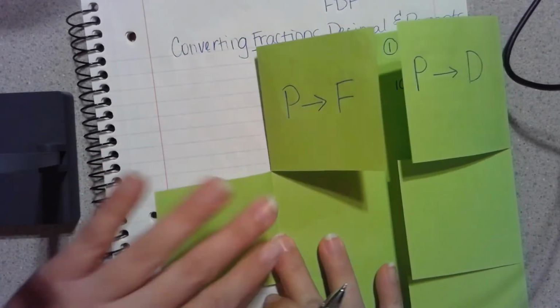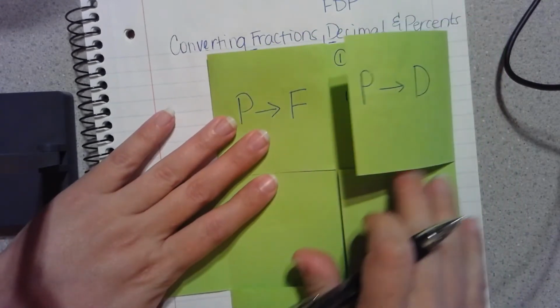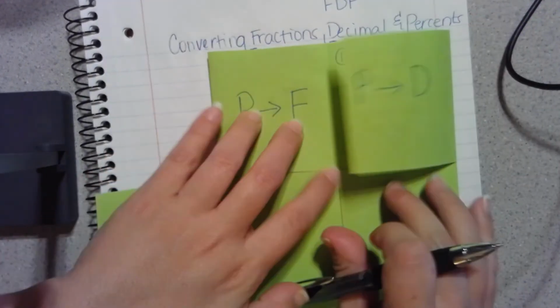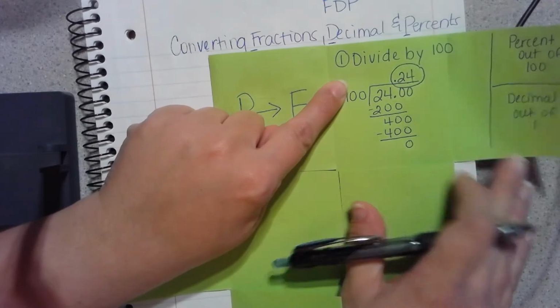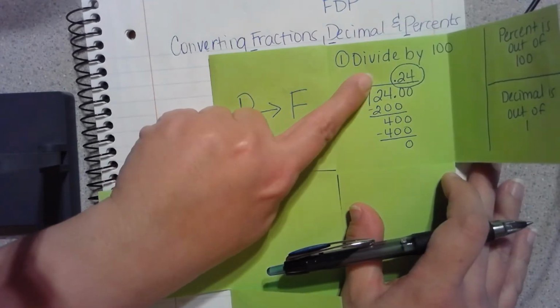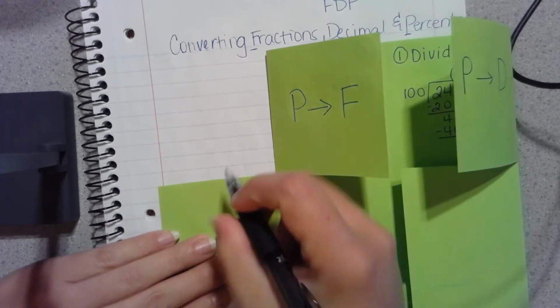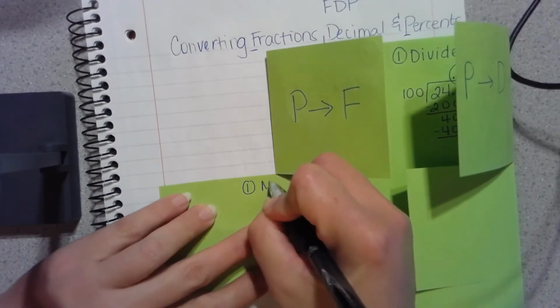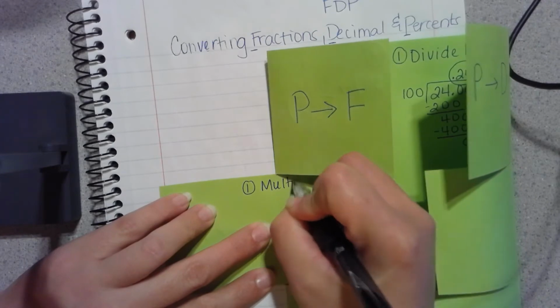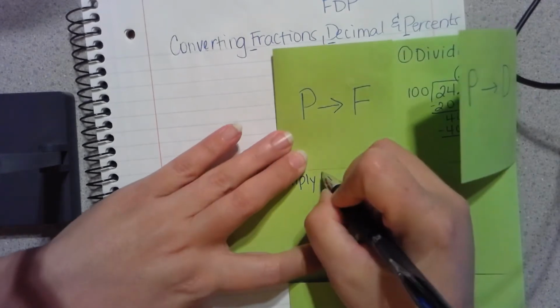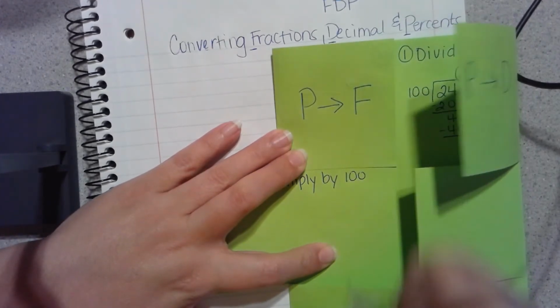To go from a decimal to a percent, well, let's look up here. To go from a percent to a decimal, we divided by 100. So now we're going the other way. What would the opposite of divide be? Multiply. So we are going to multiply by 100. Okay?